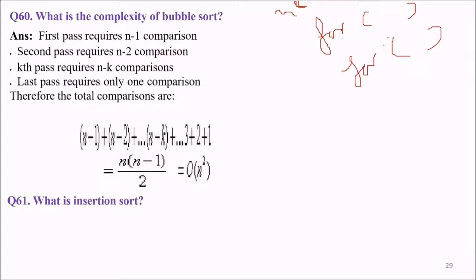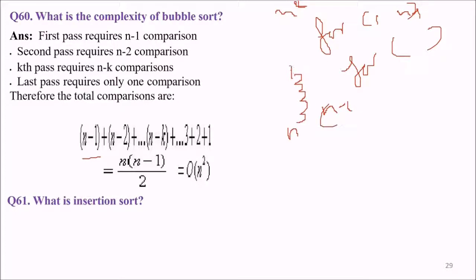We have to apply two for loops, say 1 to n minus 1. So the first pass requires n minus 1 comparisons, because as we see, 1 to n elements are there. So how many comparisons will there be? That will be n minus 1 comparisons.